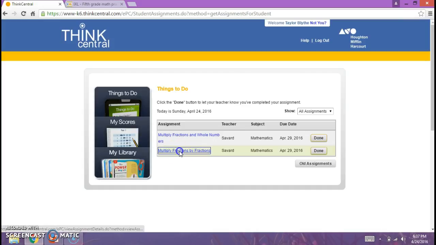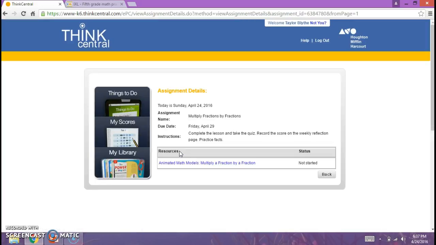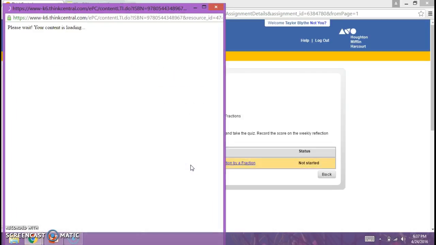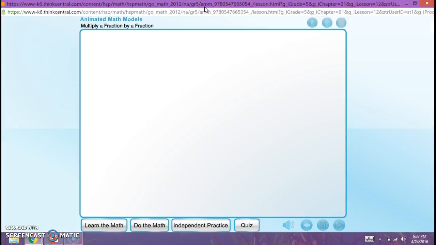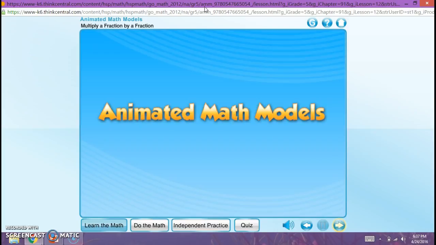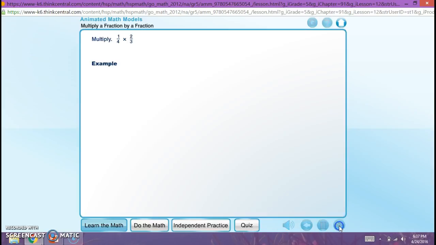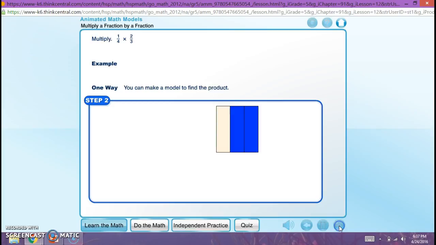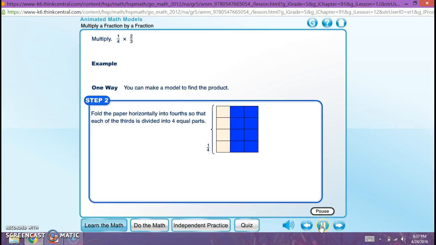Then they simply click on the lesson that they need to work on, and it walks them through each page, so they can click in and do this independently. Students usually have their earphones because it will walk them through it and give them the audio. They just click through, following the arrows. It walks them through what they're supposed to be doing. It tells them the steps. Step 2. Fold the paper horizontally into fourths so that each of the thirds is divided into 4 equal parts.